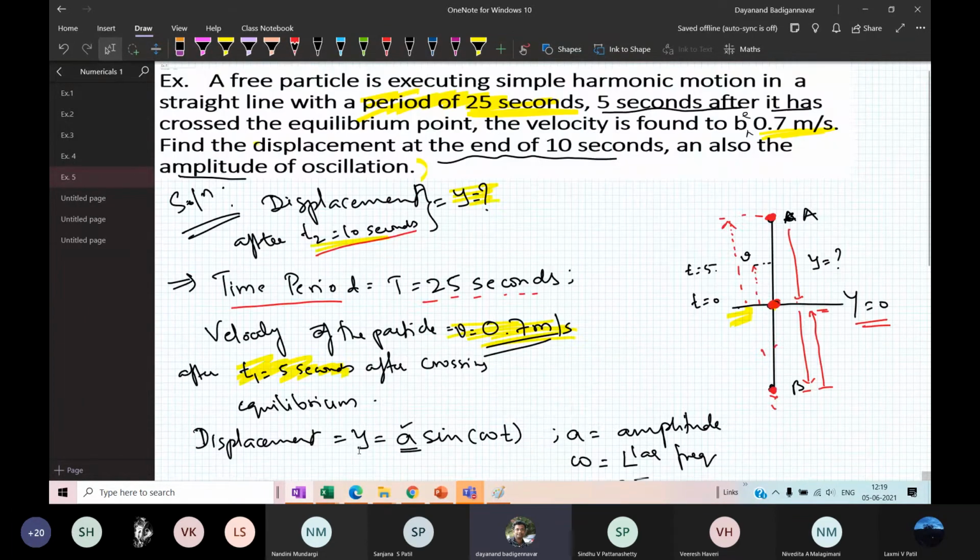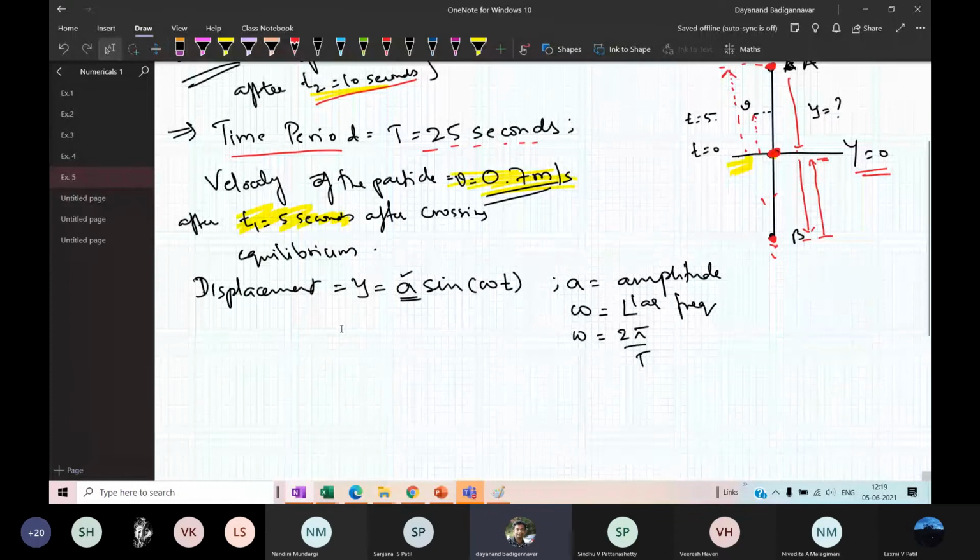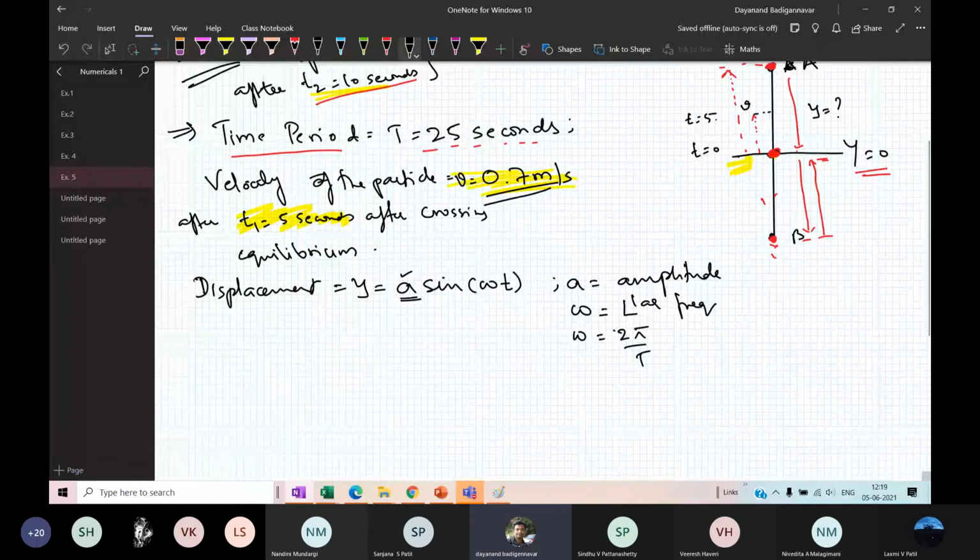Okay, just a minute. So how to find the value of a? That is the question. Omega is there, T is there, I should find y. Now here, keep in mind that at time t2 equal to 10 seconds, instead of t, I will take it as t2.